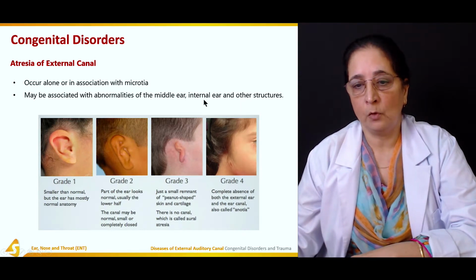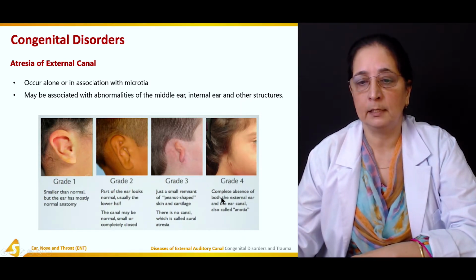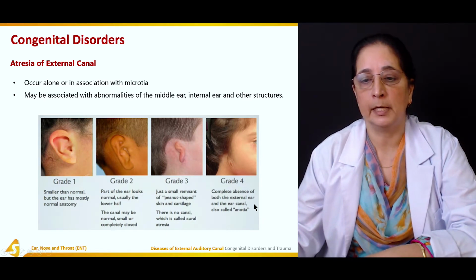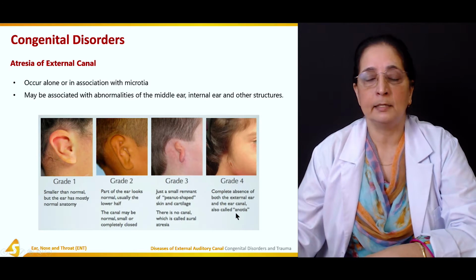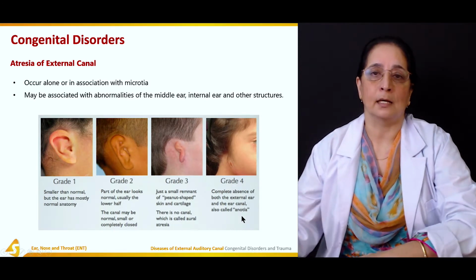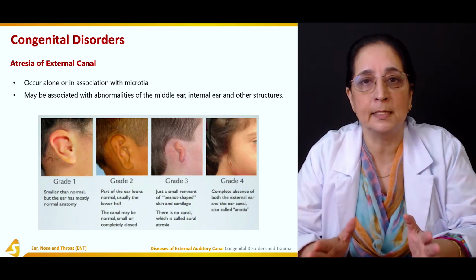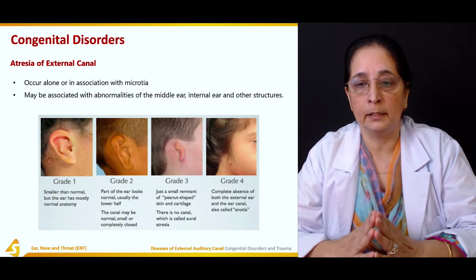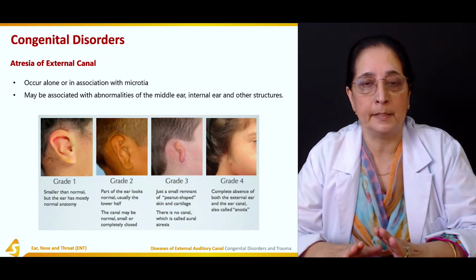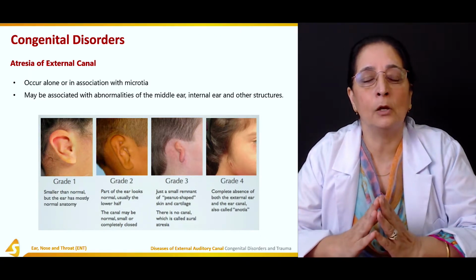In grade 4, you can see there is complete absence of both the external ear and the ear canal, and it's known as anotia. Anotia means absence of the ear. No canal, no ear, complete absence. So it's labeled as anotia.